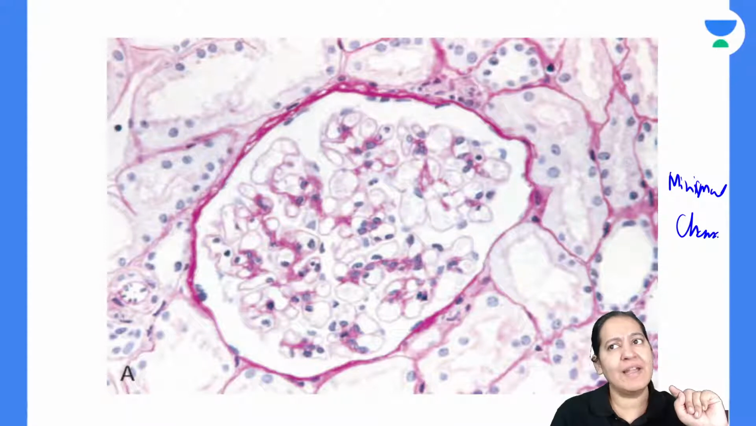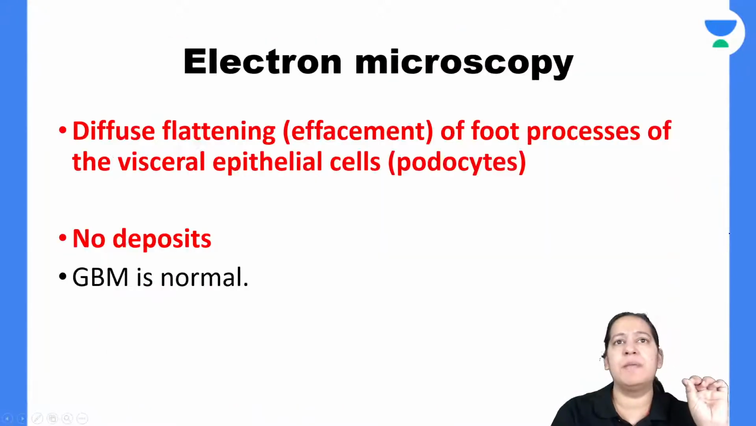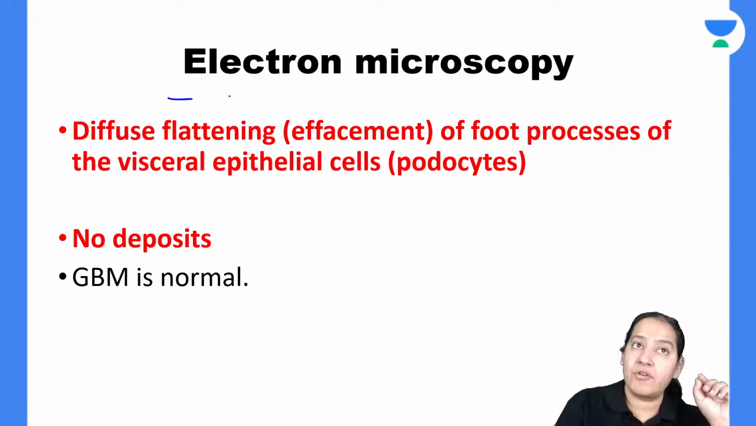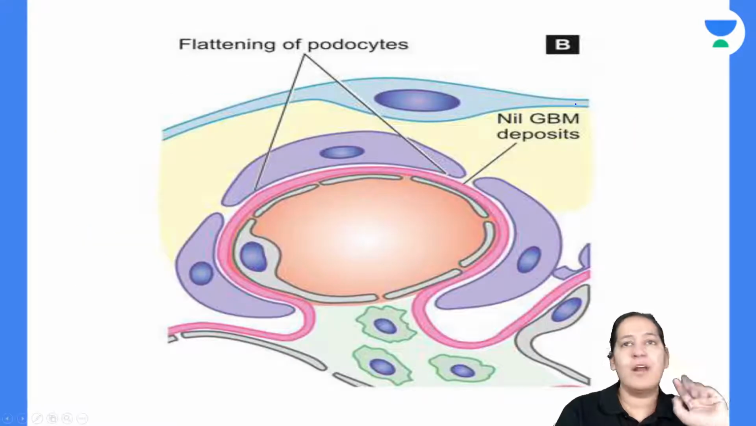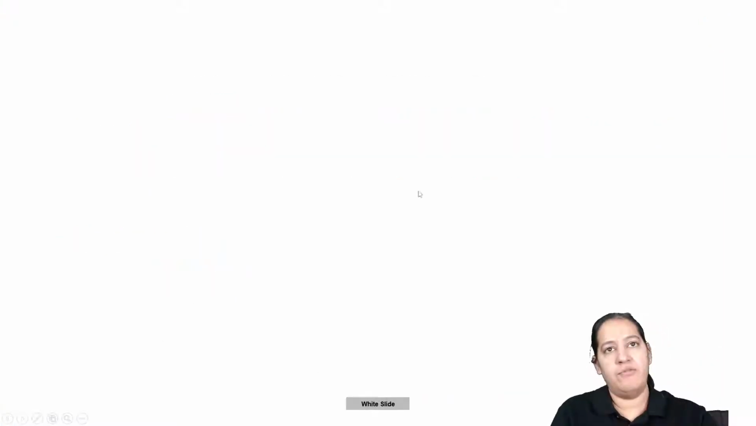Change disease, because hardly can you find any change here. That's why it is known as minimal change disease. Have you got it? On electron microscopy, there are no deposits. Now, what is the diagram of the normal filtration barrier on electron microscopy?